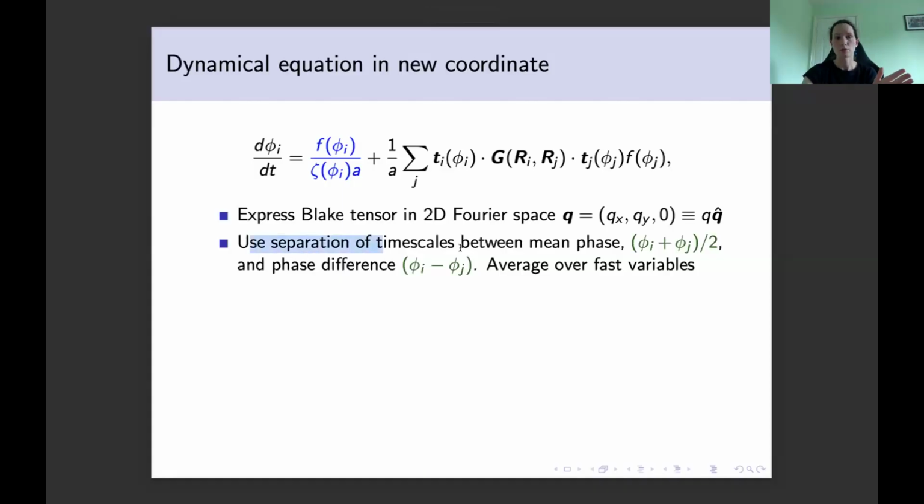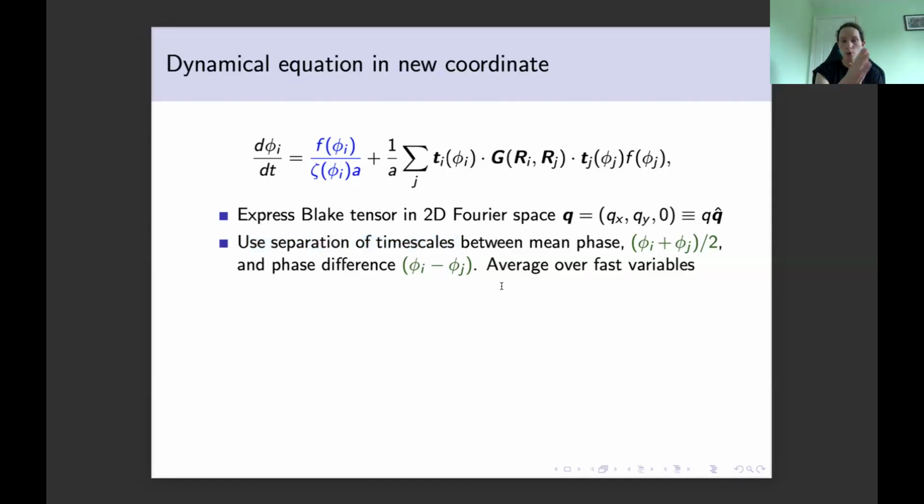This next thing, this separation of timescales, is a key part of the coarse graining process. So we're thinking about a metachronal wave emerging, and I'm looking at the dynamics of this metachronal wave. I'm not looking at the process of how that metachronal wave emerges. So what I can do is average over fast variables.